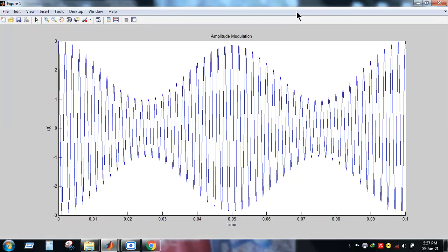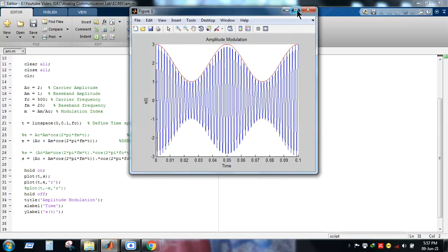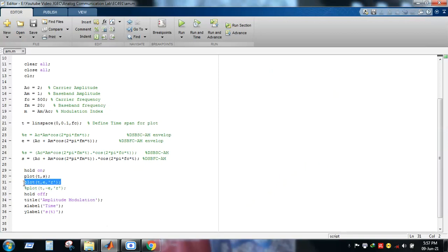You can see that this is the corresponding DSBFC signal. Obviously, the message signal looks like this. The message signal lies in the envelope. To understand the envelope with better clarity, we are plotting the envelope also. If we use this instruction and run it again, you can see that it denotes the corresponding envelope of the signal.